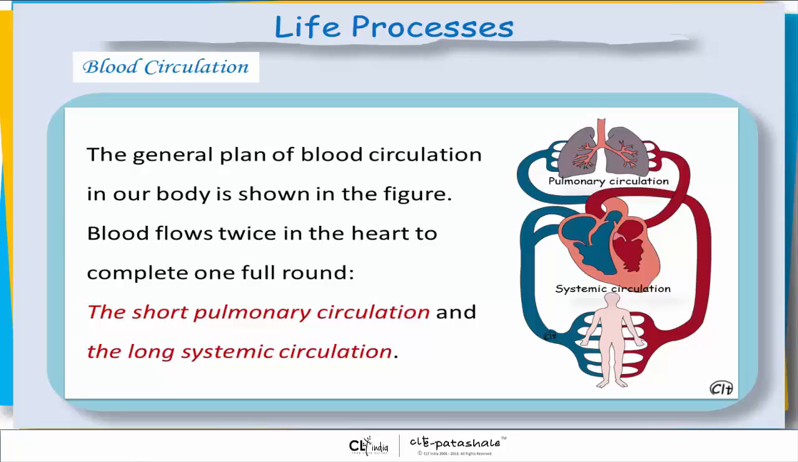The general plan of blood circulation in our body is shown in the figure. Blood flows twice in the heart to complete one full round: the short pulmonary circulation and the long systemic circulation.